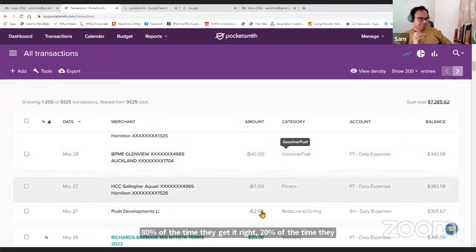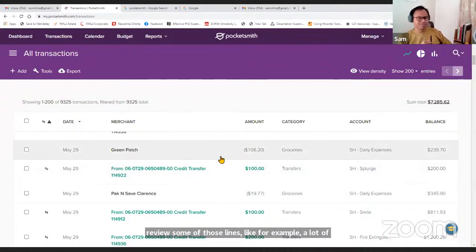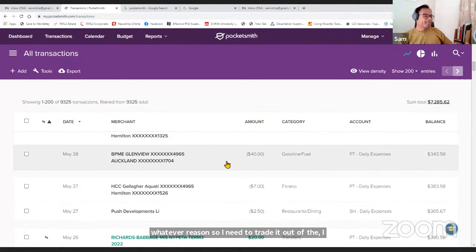Like for example, a lot of stuff that I spend on restaurants and dining, PocketSmith likes to put to lifestyle for whatever reason. And so I need to trade it out of them, I guess. And that just happened in the latest update. But the point I'm trying to make is that once you set up the categories, it's really, really simple to categorize those bank feed transactions as they come through.